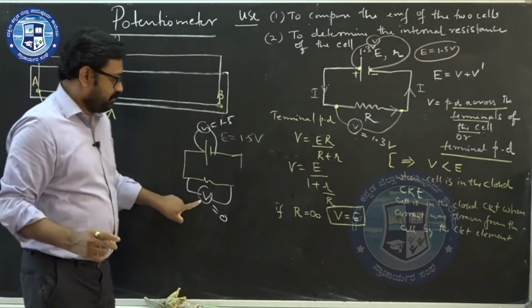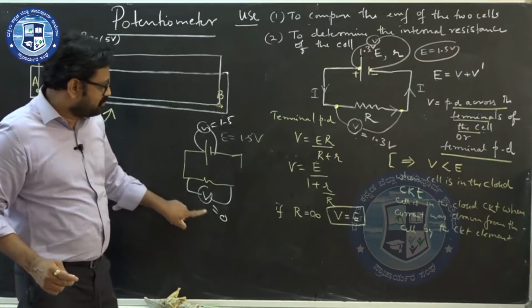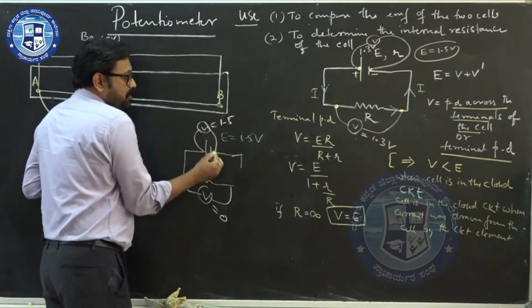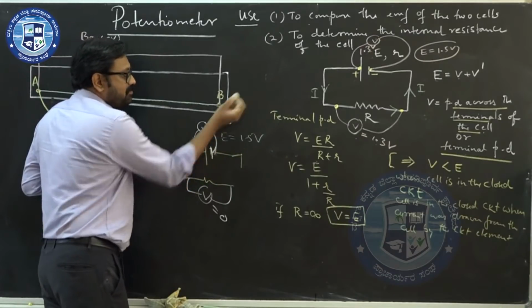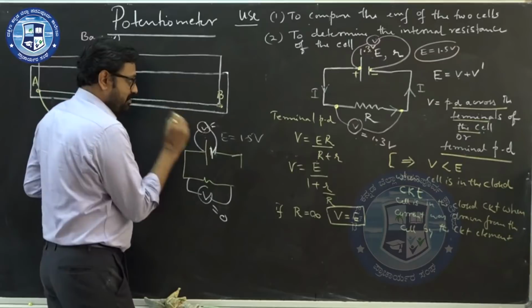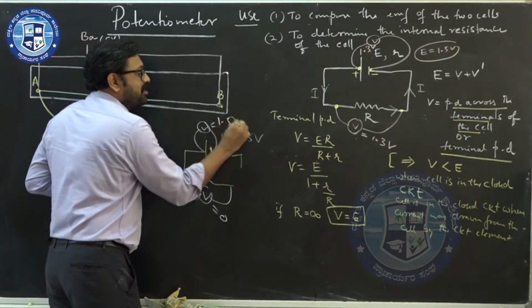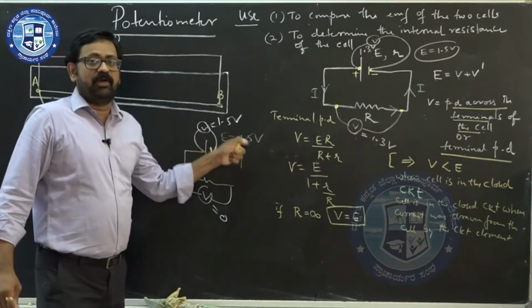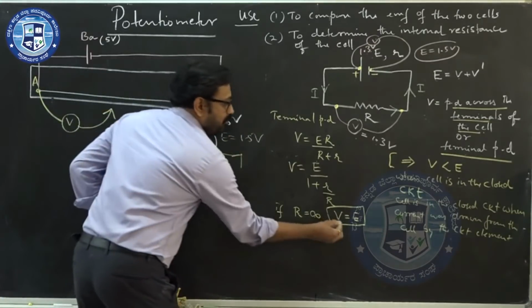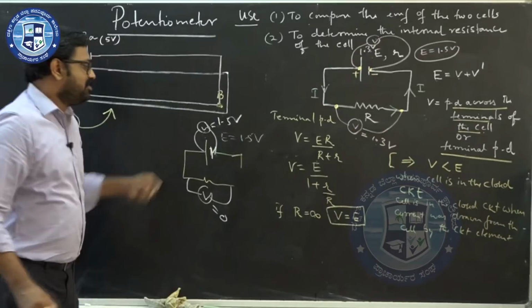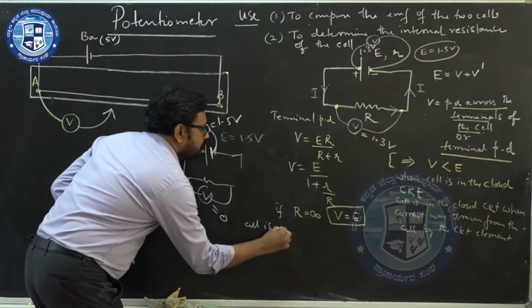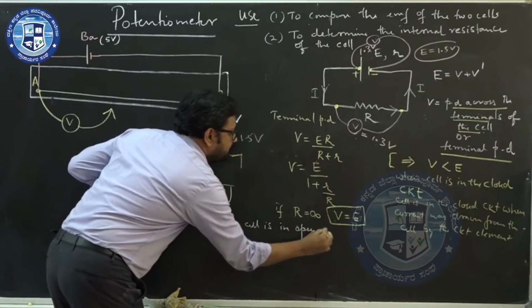Not this V. Listen. The voltmeter connected across the resistor will read 0 because there is no current here, whereas this voltmeter connected across the terminals of the cell is not 0, I made a mistake in that. This will read suddenly 1.5. It was reading 1.3 earlier, now it is reading 1.5. That is the meaning. Now you can say that the cell is in open circuit.